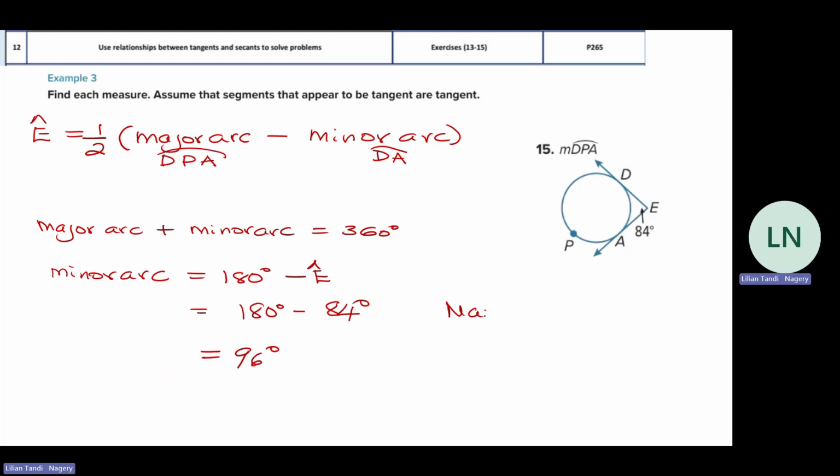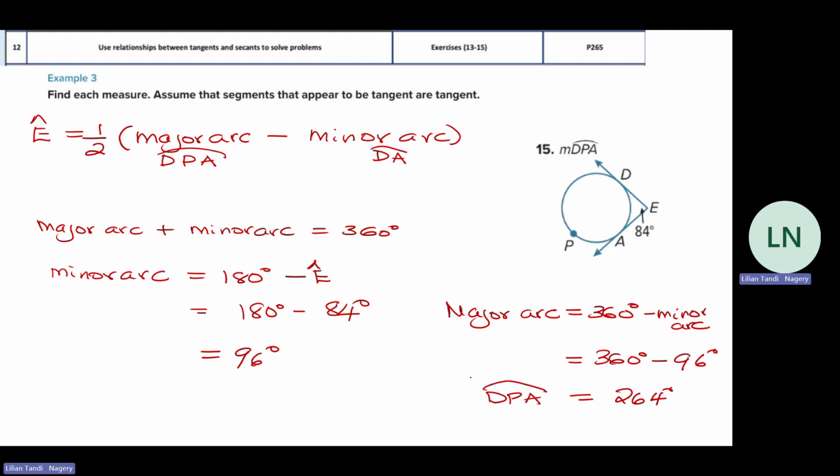So then I want to do major arc equals 360 minus minor arc, which is 360 degrees minus 96 degrees. And that should give me 264 degrees. So DPA should equal 264 degrees. Okay.